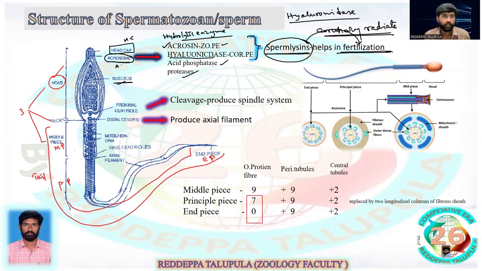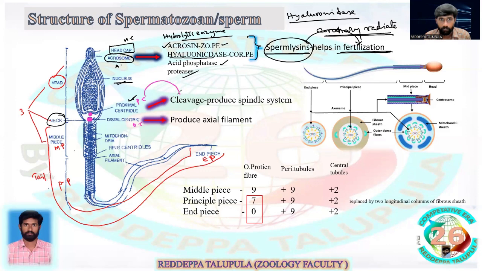Okay. Next, if you talk about the neck, it is the proximal centriole. Here, it is the proximal centriole. I will show you clearly. This one is the proximal centriole, and here is the distal centriole. Okay. It is PC, it is DC.